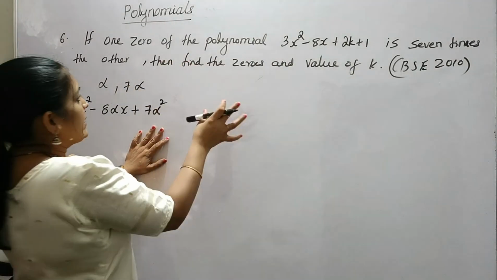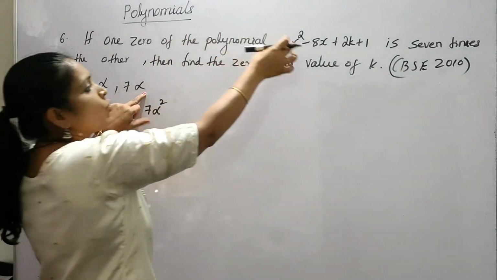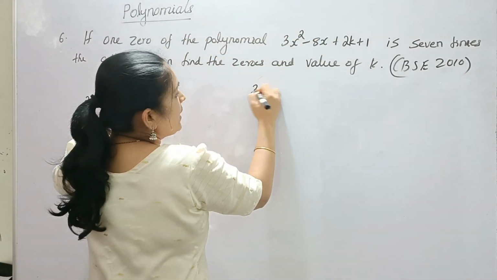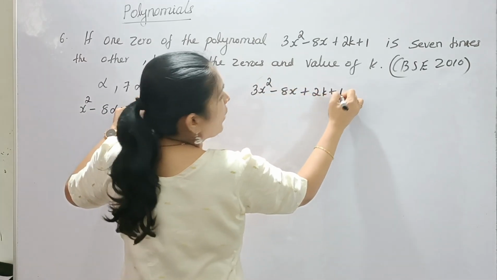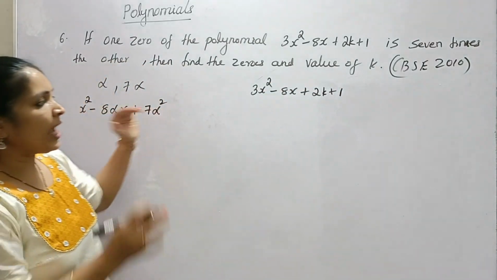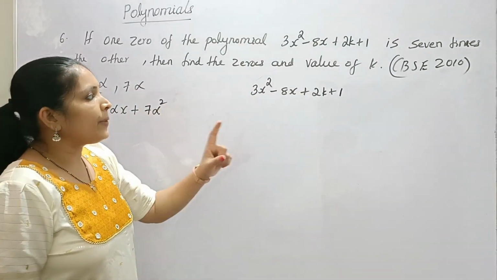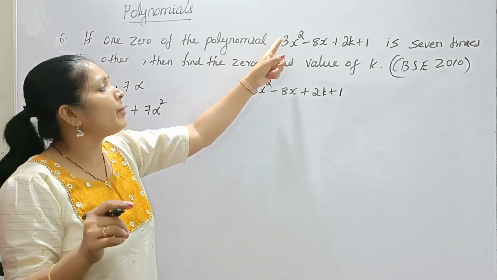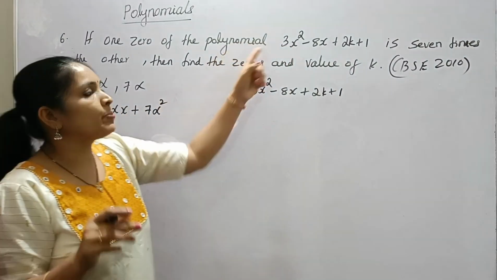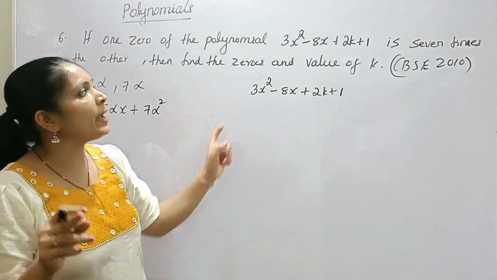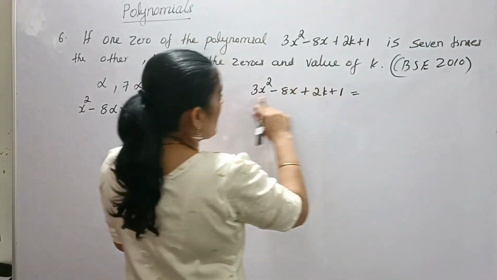Now, alpha and 7 alpha are the zeros of 3x² − 8x + 2k + 1. Here we can compare these two polynomials. Before comparing, you should be careful: the coefficient of x² must be 1. So we have to make the coefficient of x² equal to 1, so divide throughout by 3.